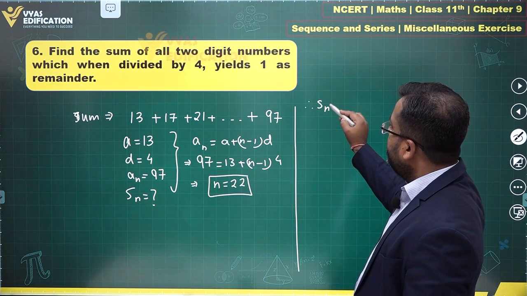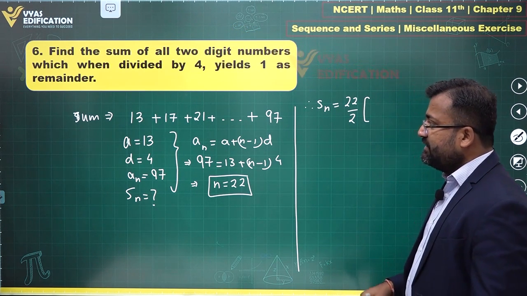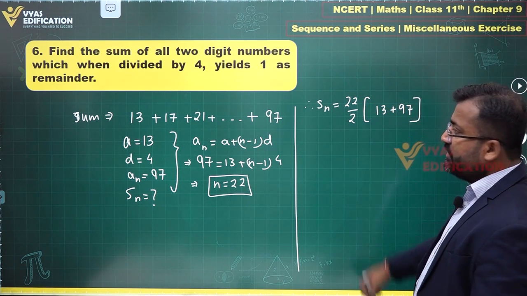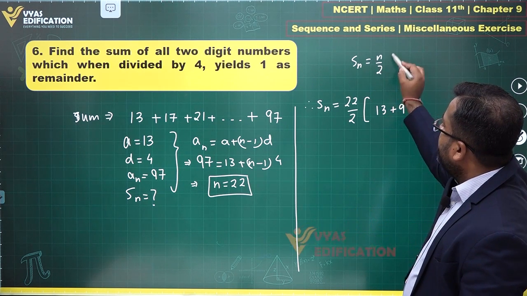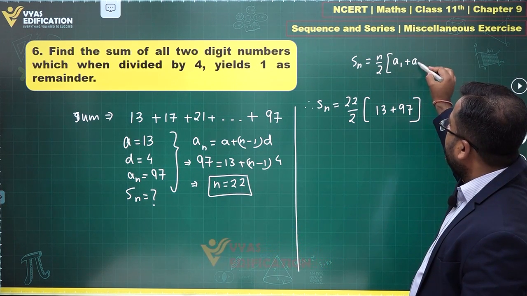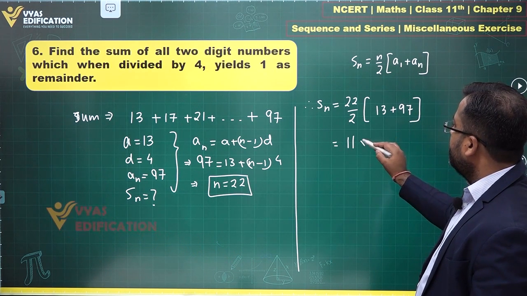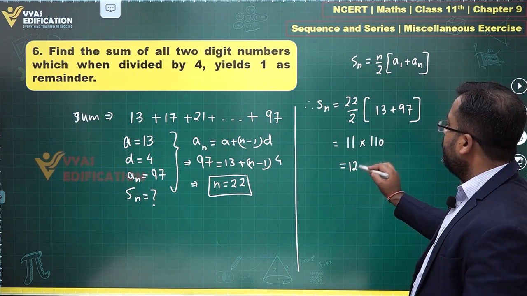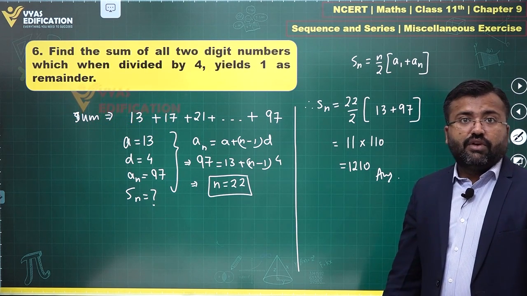Therefore, Sn will be 22 by 2 times A plus the last term, which is 13 plus 97. First term plus last term, right? The formula that you have used is Sn is equal to N by 2 times A1 plus An. Using this gives me 11 times, what is this? 90, 100, 110. What is that? 1210. That's the required answer for the sixth question, as you can see over here.